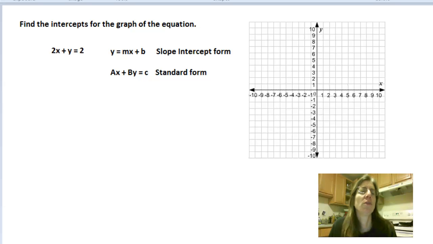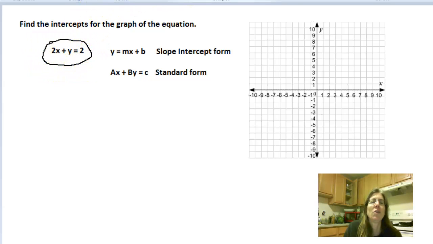Okay, this is from the final review, and this is find the intercepts for the graph of the equation. So what that means, this graph did not come with your problem. I put this into this video. What your problem has is just this right here.